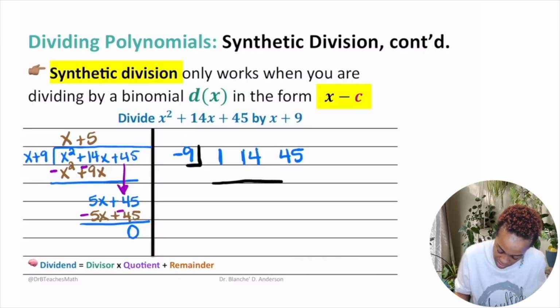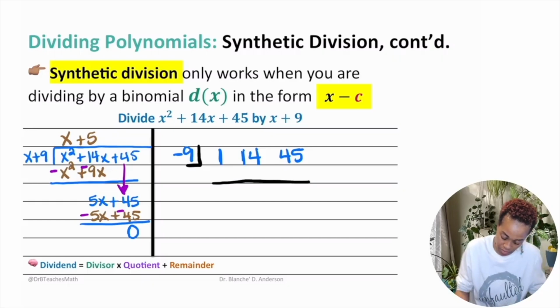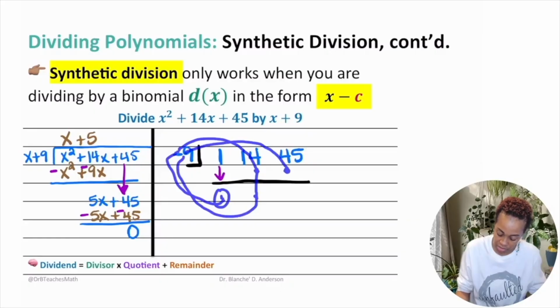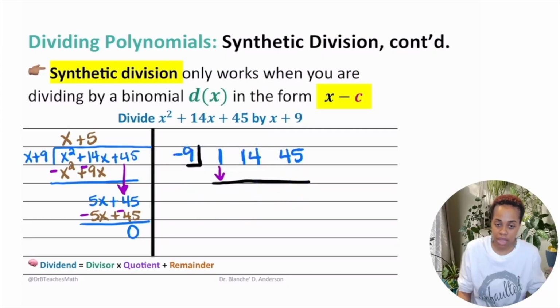Then the first thing you do, you bring this number down, and whatever you get here, you're going to multiply it by the 9 and put it here. You're going to get an answer, and then you're going to multiply it by the 9 again and put it here. Then you should be able to tell if you should stop or keep going. Once you get to the end, you're going to stop.